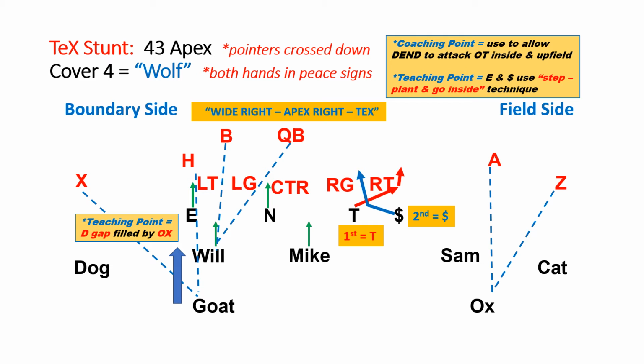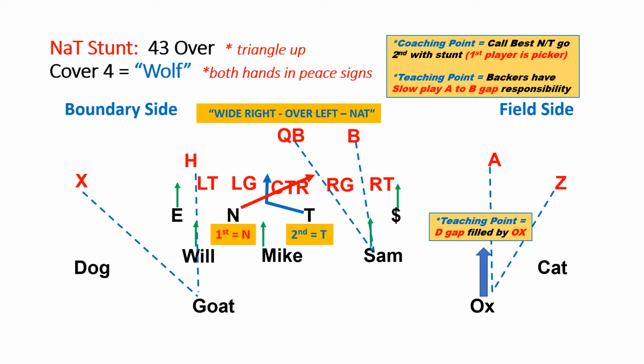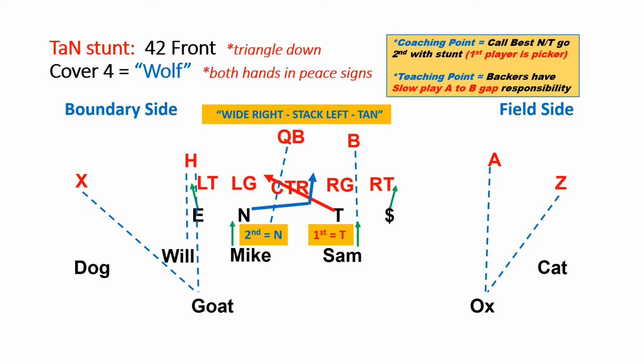Here's your tech stunt now where the tackle goes first with the crash technique, and then the strong end takes the hit and run behind. Here's your nat stunt, nose guard going first, tackle second, and your tan stunt, tackle now with the crash technique going first, and the nose guard doing the hit and run going second.